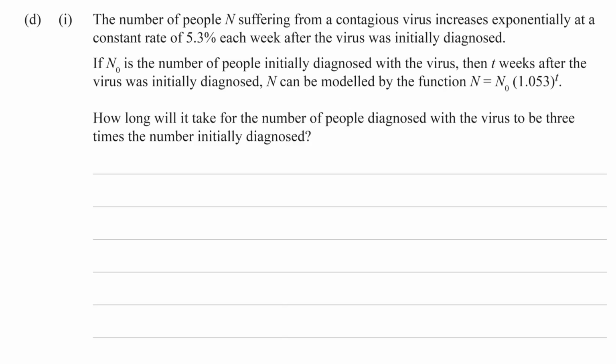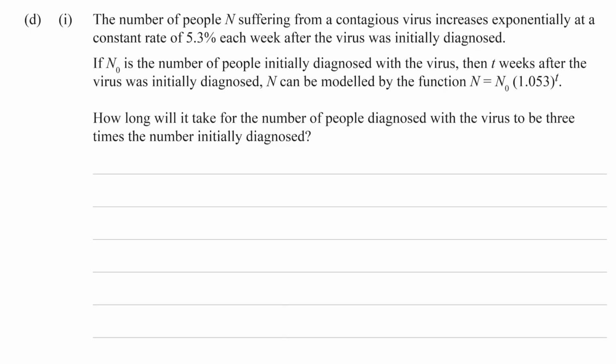I don't want to date myself, but COVID did just happen recently, and this exam, I guess, predicted that, really. It's ahead of its time. So this question is about a virus, and it increases exponentially. So it spreads exponentially at a constant rate of 5.3% each week.